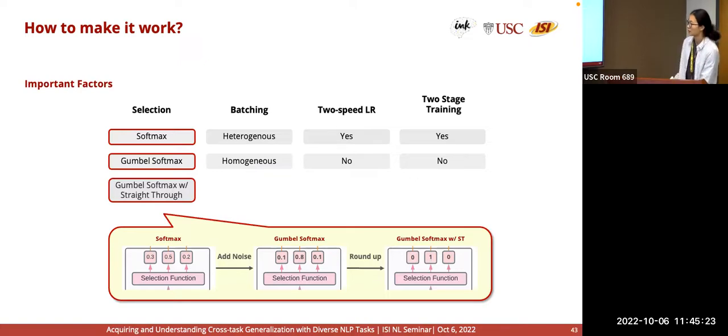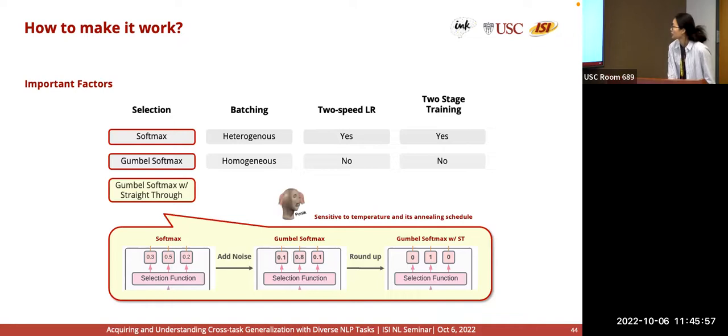But these are very low-level details, so I'm going to go through them very quickly. First of all is what selection function to use. We compare normal softmax with two other variants called Gumbel softmax and Gumbel softmax with straight-through estimator. Basically, they add noise and help you make your selection more discrete. By comparing these three, we find that the last one works better, but it's still sensitive to temperature. There's a temperature parameter in your softmax, and it's very sensitive to how you set that.